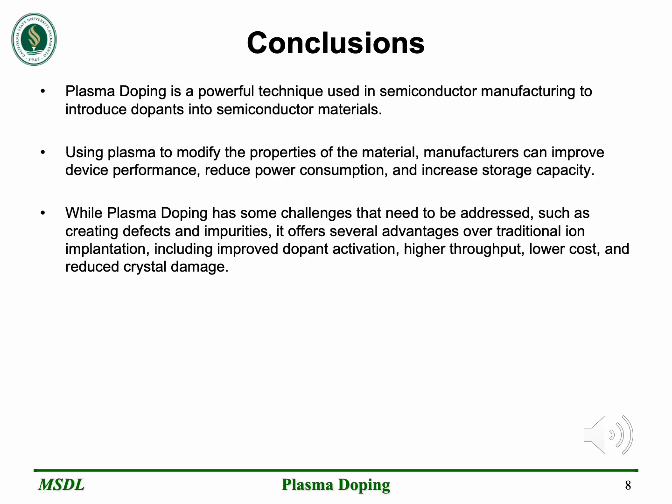As we saw, plasma doping is a powerful technique used in semiconductor manufacturing to introduce dopants into semiconductor materials. By using plasma to modify the properties of the material, manufacturers can improve device performance, reduce power consumption, and increase storage capacity. Though plasma doping has some challenges that need to be addressed, such as creating defects and impurities, it offers several advantages over traditional ion implantation, like improved dopant activation, higher throughput, lower cost, and reduced crystal damage.